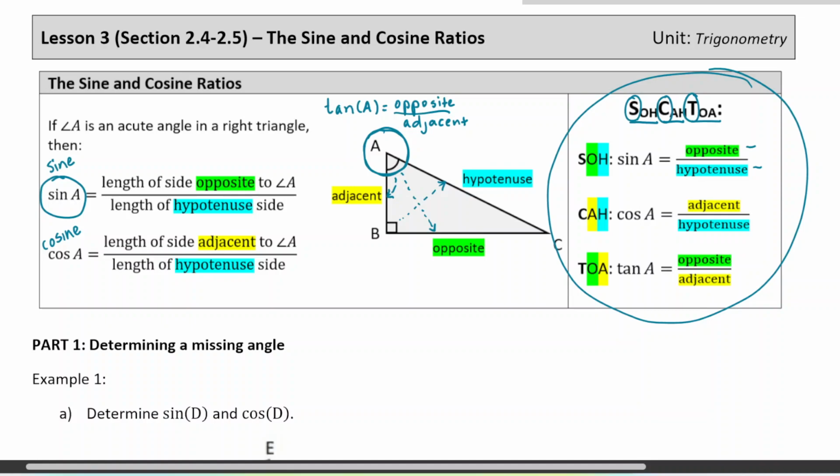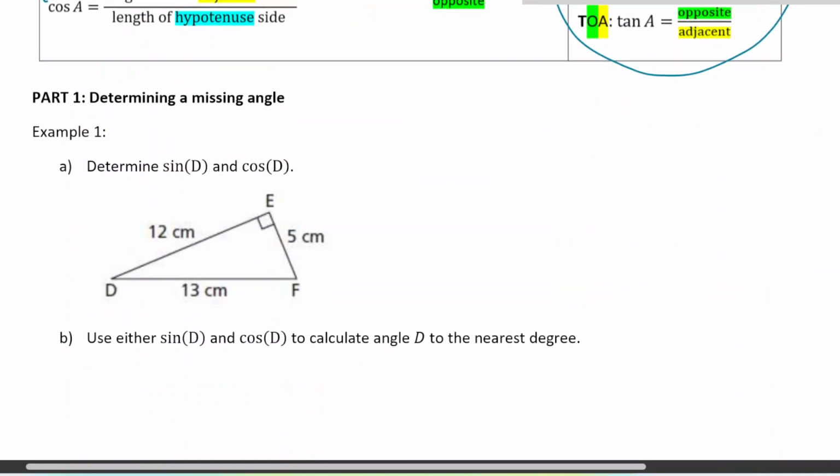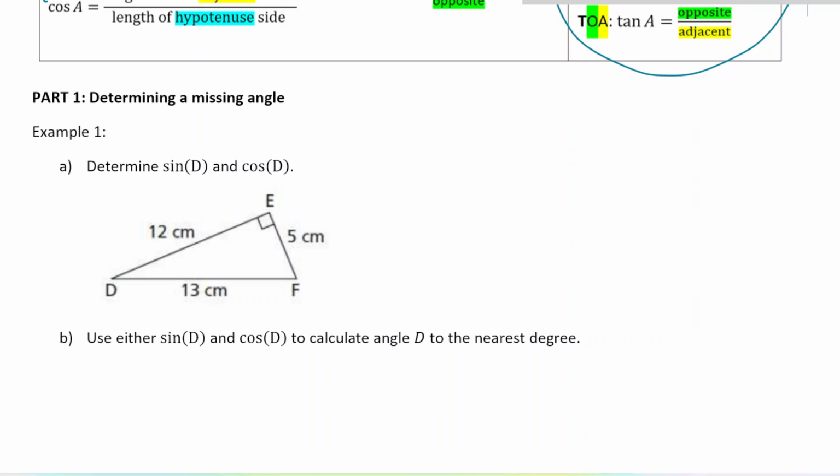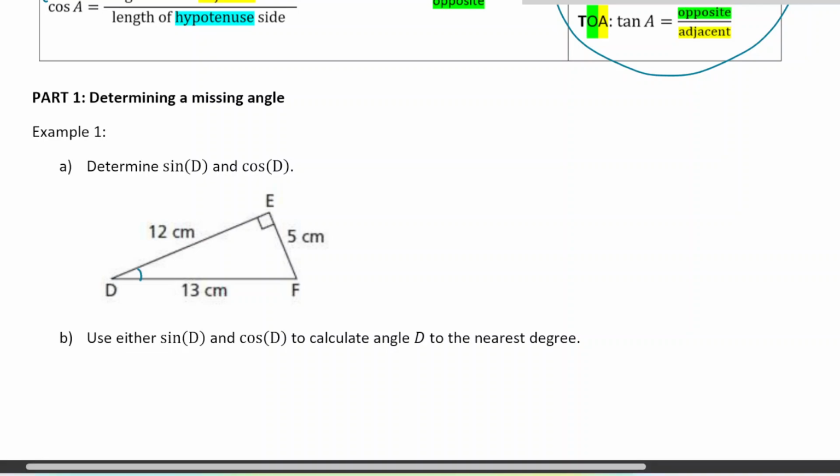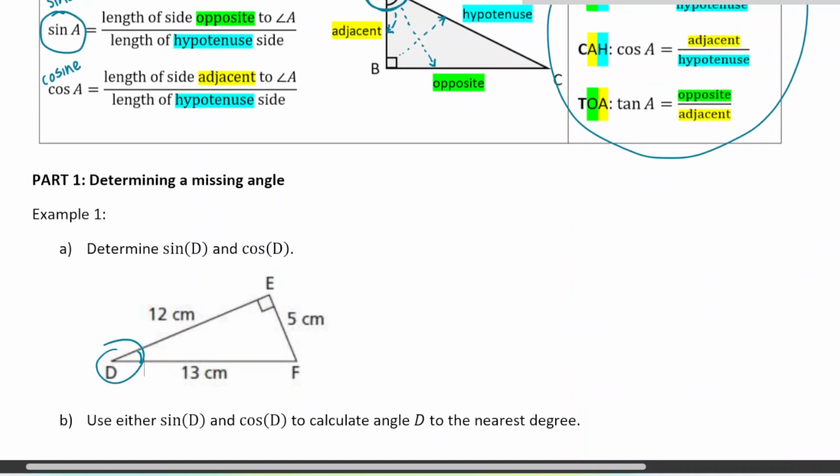Okay, so let's practice using SOHCAHTOA and all these three ratios to determine missing angles, and then on the back page we're going to do missing side lengths. Here's example one. We're going to use this triangle here, and we're going to write down two ratios, and then we're going to find out what angle D is. So here's angle D, and we're focusing in on that. I'm going to use the same colors that I used above.